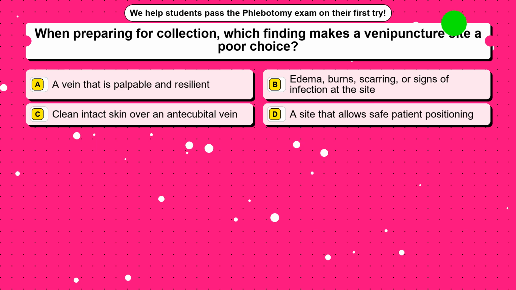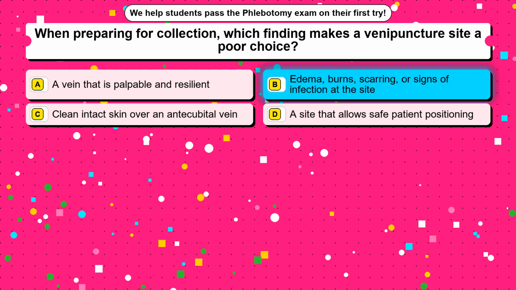Question 10. When preparing for collection, which finding makes a venipuncture site a poor choice? Option A. A vein that is palpable and resilient. Option B. Edema, burns, scarring, or signs of infection at the site. Option C. Clean intact skin over an antecubital vein. Option D. A site that allows safe patient positioning.